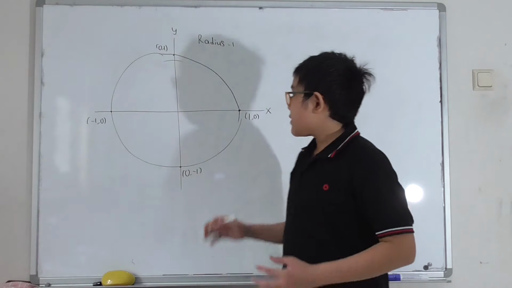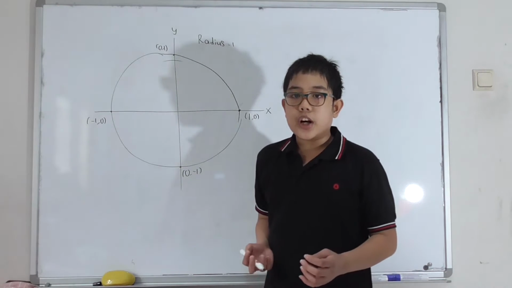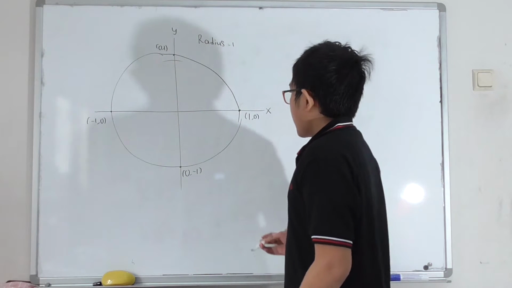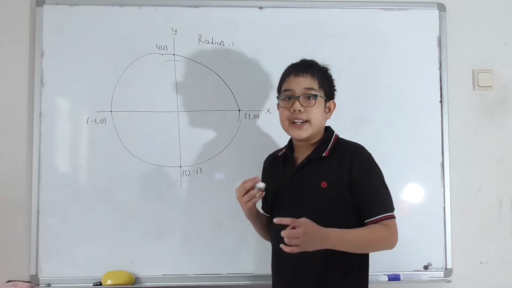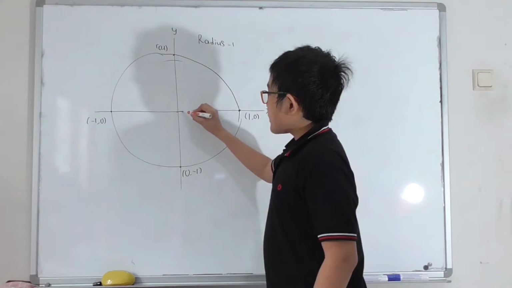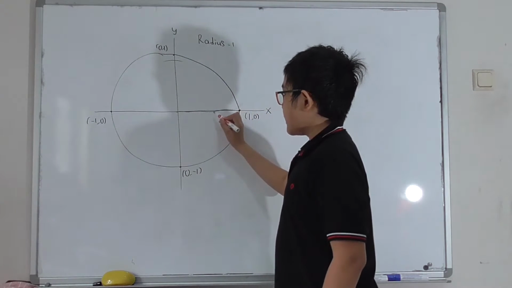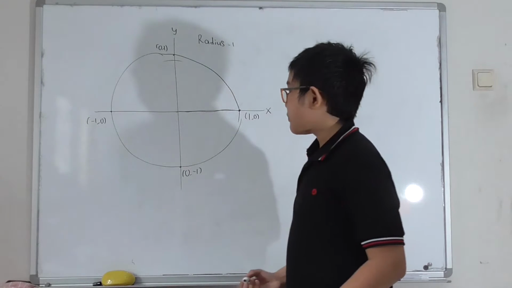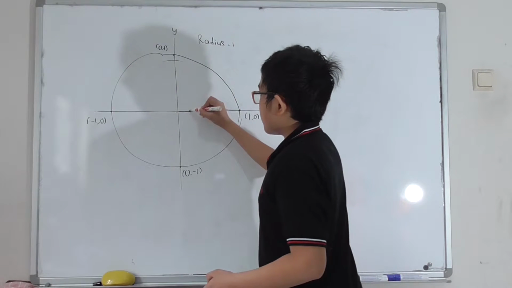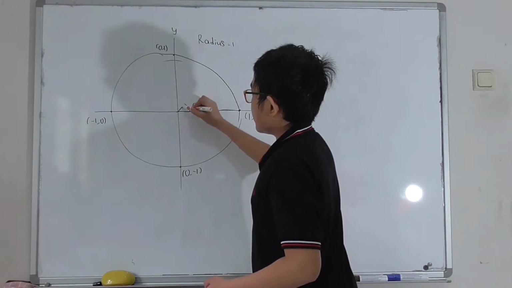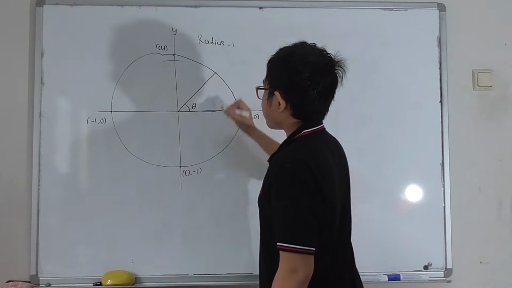So, for this angle, let's just try to make an angle of theta. Well, in the unit circle, when you want to make an angle, you will always have to start with this line as your base line. So then, you're going to move by the angle of theta, and then you're going to have a line like this.